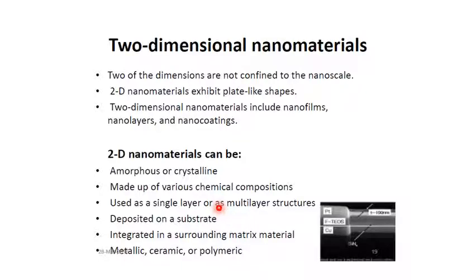For example, thin layers are used in solar cells. So as a single layer they can be used, and as multiple layers they can be used. These layers are very delicate, so they are deposited on a substrate, or integrated into a surrounding matrix material. They can be present in integrated form in surrounding matrix materials in the form of composites. They may be metallic, ceramic, or polymeric in nature.